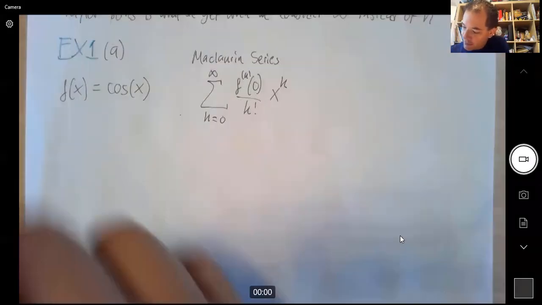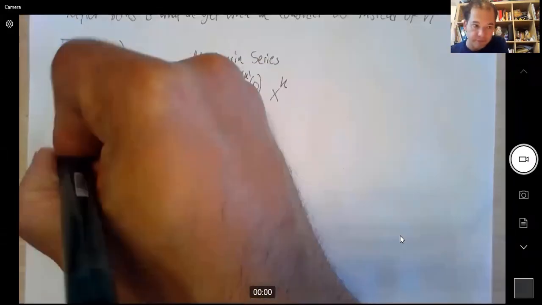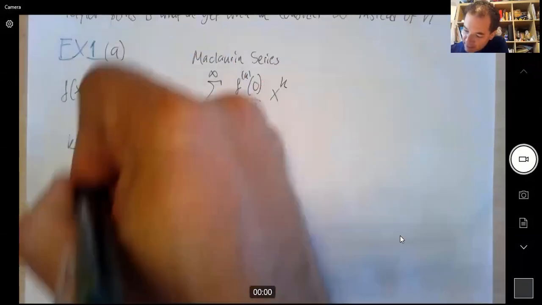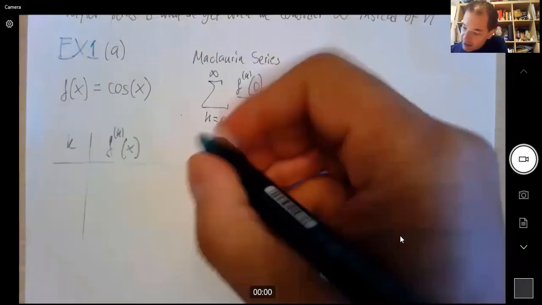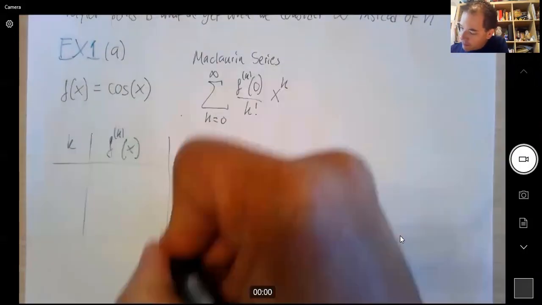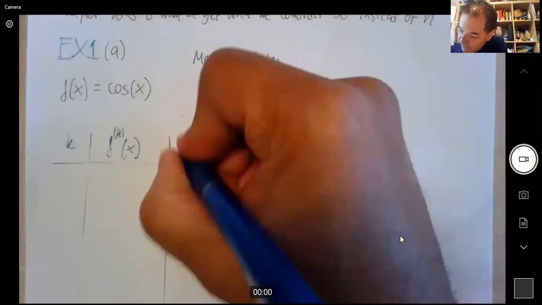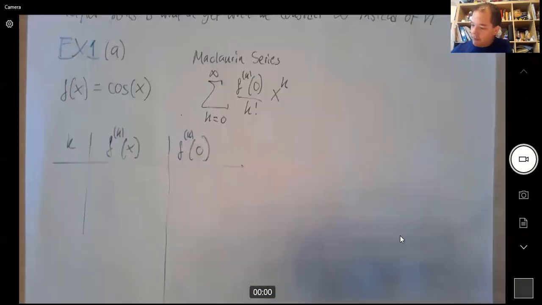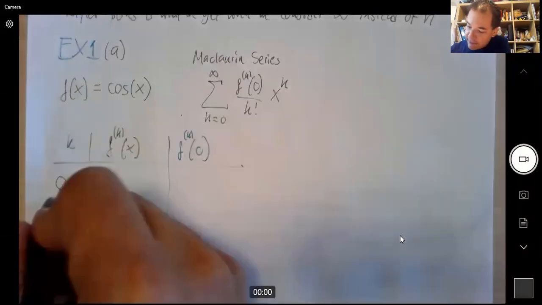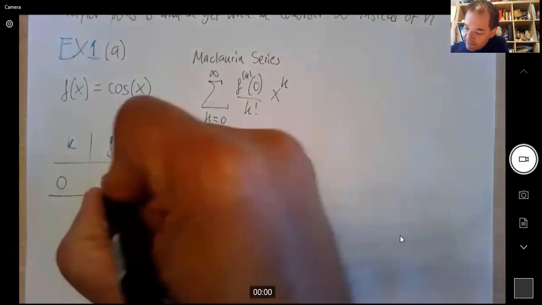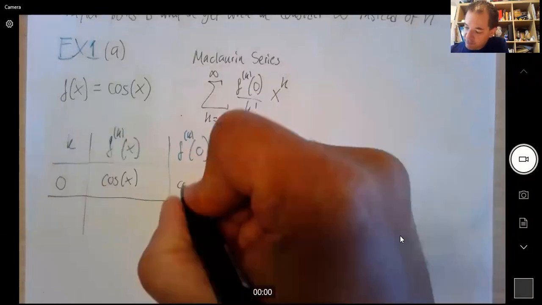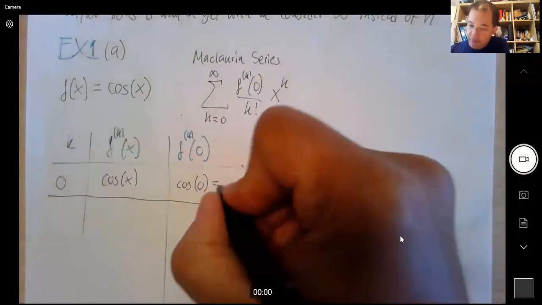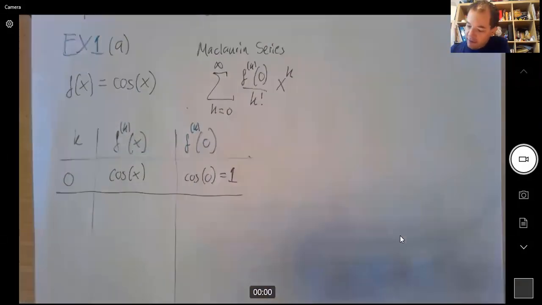So we're going to list over here k, and right here will be the kth derivative, and right here, what happens when we plug in 0. All right, and then remember, the 0th derivative is the original function. So we start with k equals 0, and that is just cosine x. And what's cosine of 0? That is 1, right?